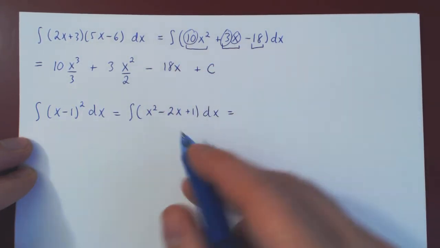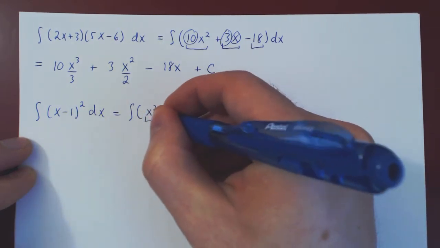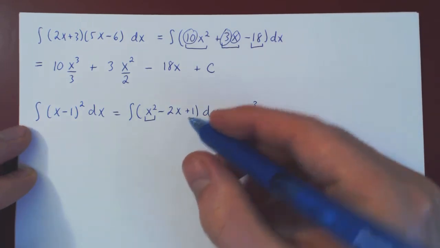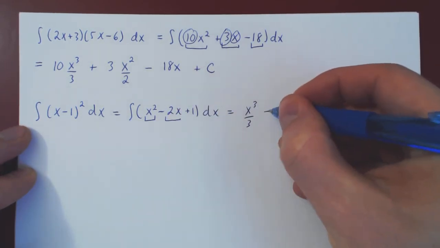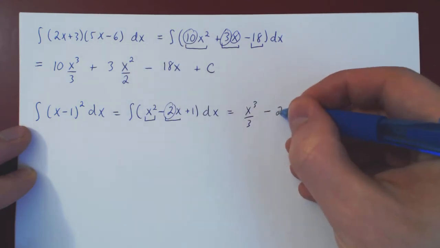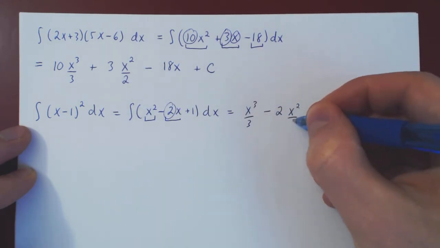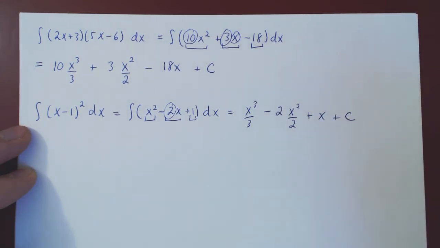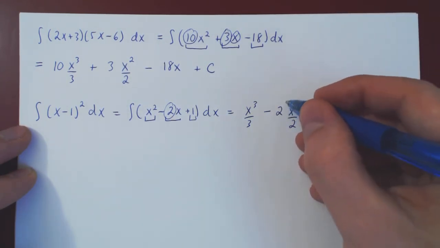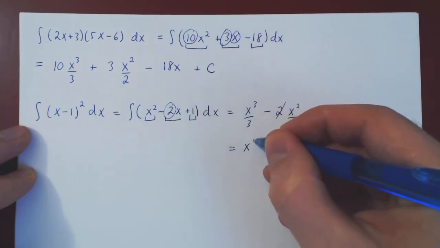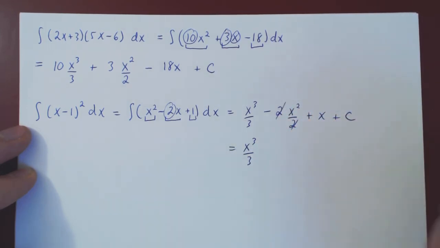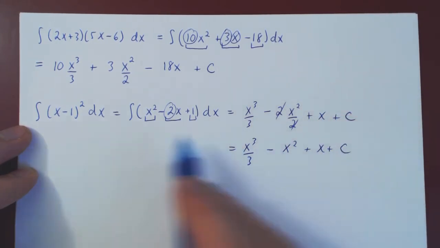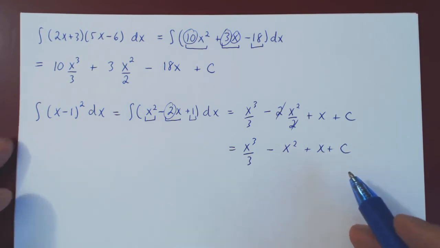And now again, you can use the properties of integration. Integrate x squared, you get x cubed over 3, minus the integral of 2x. 2 is a scalar multiple, it stays there. Integral of x is x squared over 2, plus the integral of 1, of course, which is x, plus c. And you could, of course, simplify by canceling 2 over 2, and your final answer is x cubed over 3 minus x squared plus x plus c. So there you go. Now what if we had, say, a division?